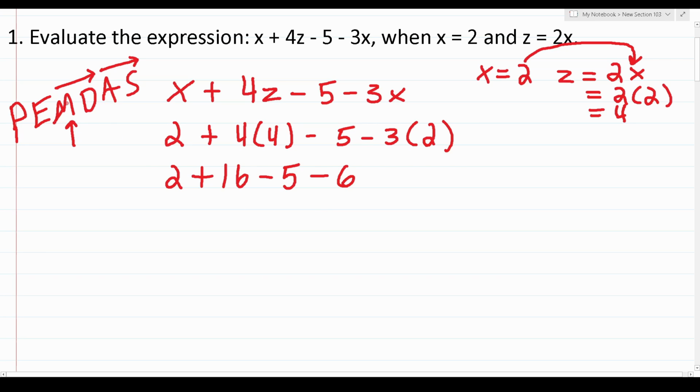All right, so we took care of all of our multiplication. And as you can see, the only thing we have left is addition and subtraction. Again, you work out addition and subtraction as they appear in the expression from left to right. That is to say, they are equals. So what I'm going to do is I'm just going to simply work out this expression from left to right. So 2 plus 16 is 18. So this becomes 18 minus 5 minus 6. 18 minus 5 is going to be 13. So this becomes 13 minus 6.